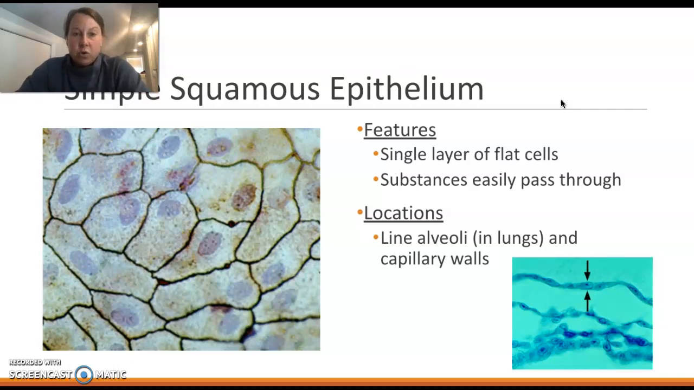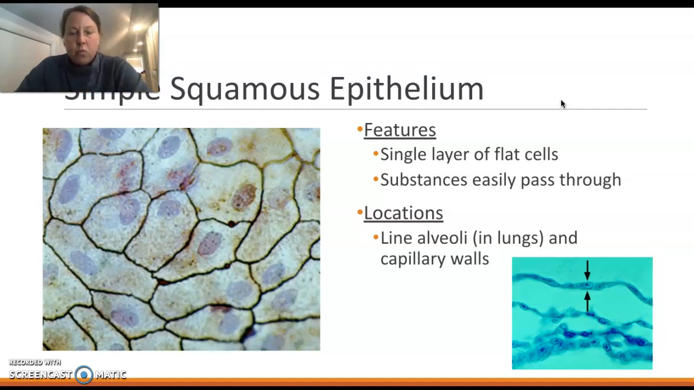For all of these, we're going to go over what the type of tissue is, how you can identify it in a picture, the function or the features, and where in the body it is located. So you'll want to be able to know those things: the type of tissue, can you identify a picture of it, what are its functions, and where in the body is it located? And usually those go hand in hand.